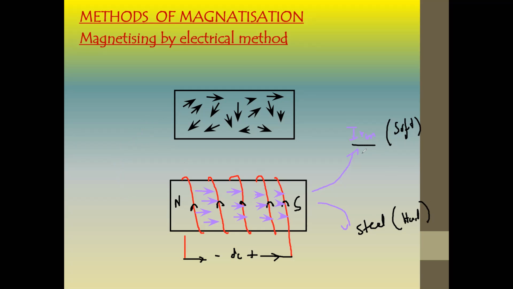But if it is a soft magnetic material, it will only act like a magnet when we are passing a current. The moment we stop the current, the material will be demagnetized, and we call that a soft magnetic material.